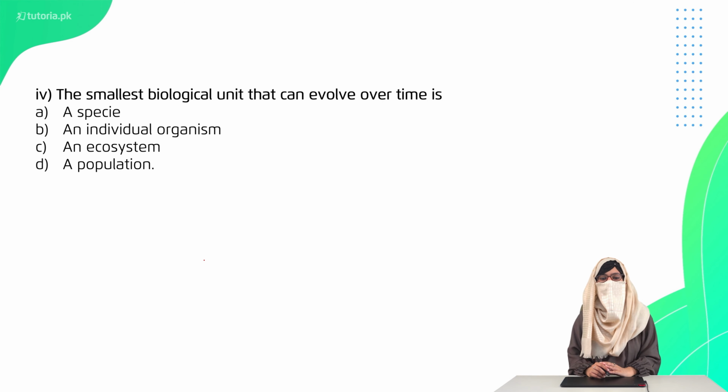Question 4 is, the smallest biological unit that can evolve over time is a species, an individual organism, an ecosystem, a population. The right option is option D, a population.